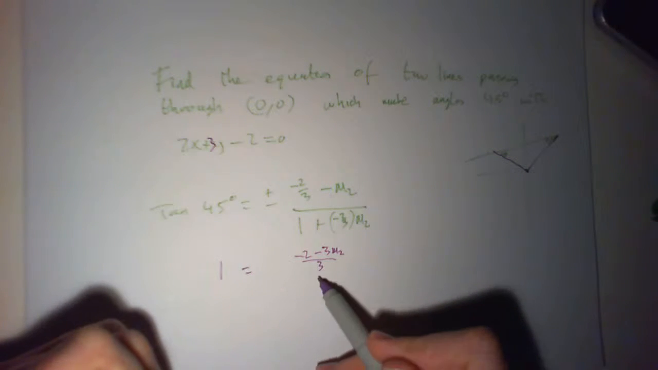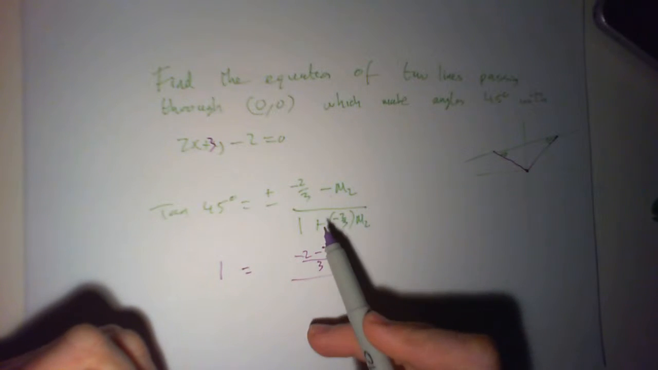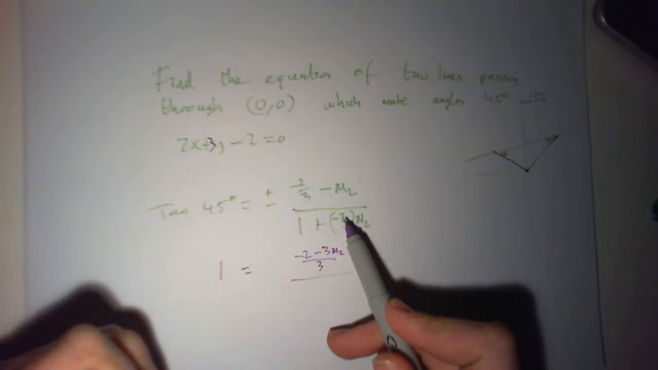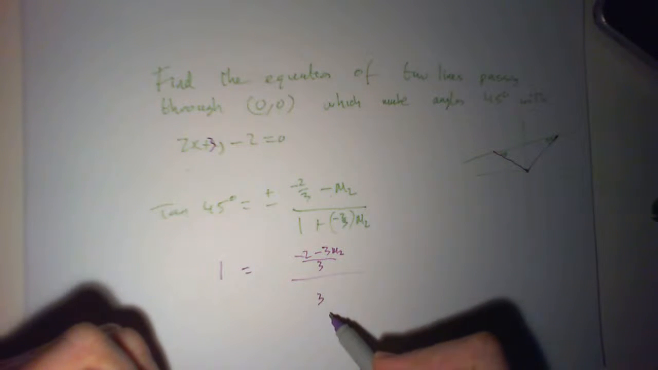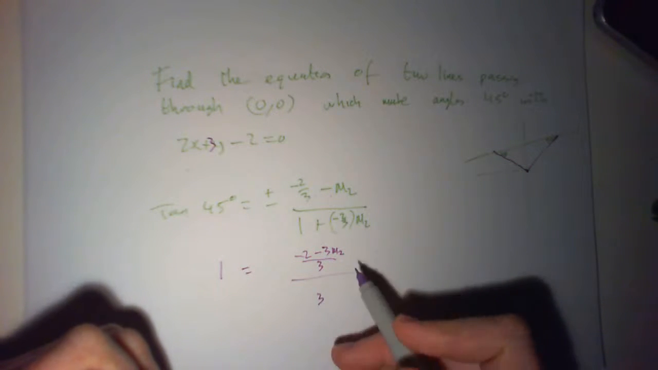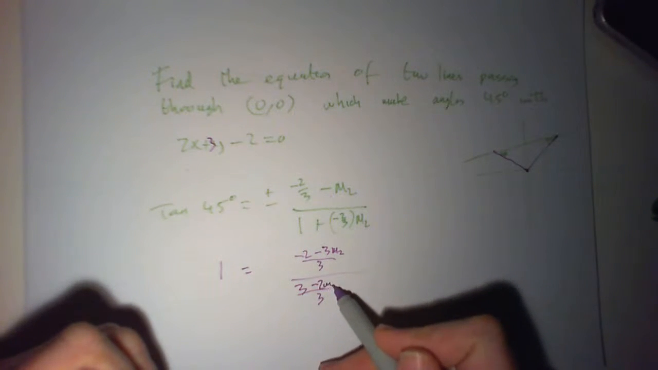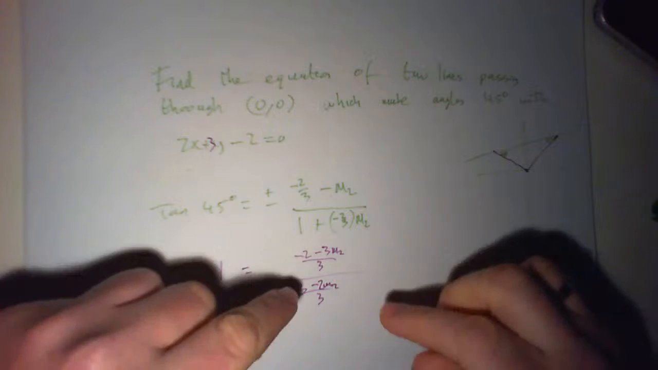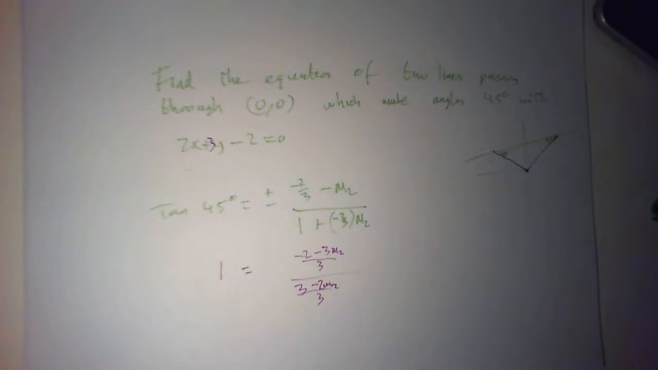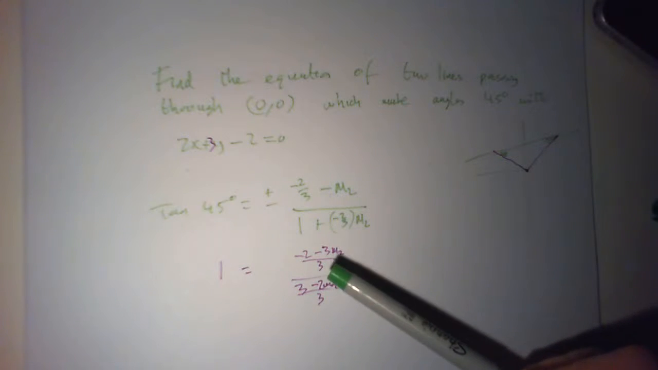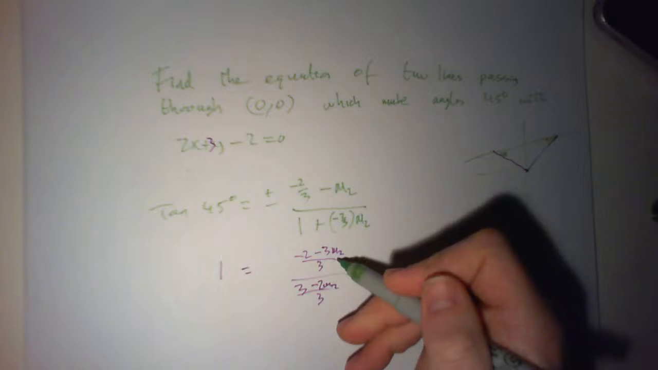over 3. And then on the bottom line, what are we going to be left with? You're going to be left with 1 plus minus 2m2 over 3. So that's another common denominator of 3, and you've got 3 minus 2m2. So you can see what's happening here. The 3's are going to cancel, aren't they? Because if you have one thing divided by 3, divided by another thing divided by 3, the 3's are going to cancel, and you're just going to be left with those two fellas.